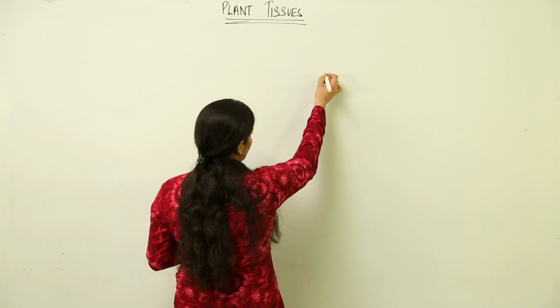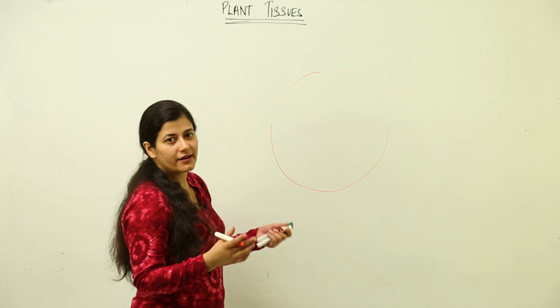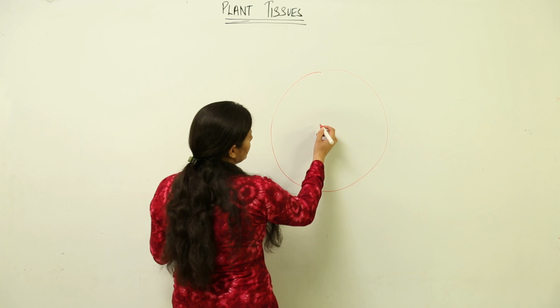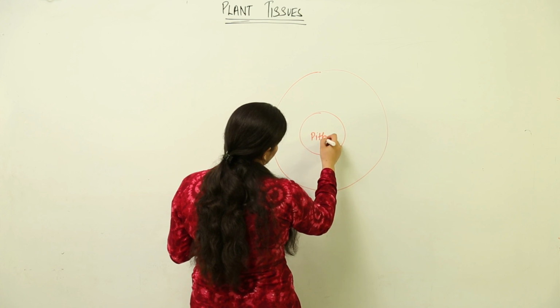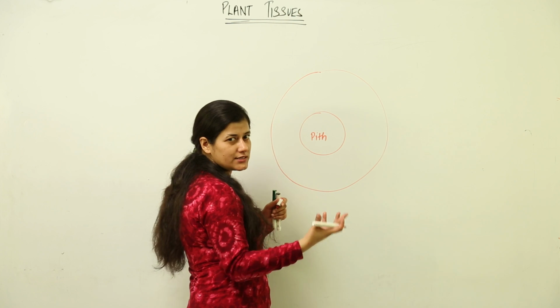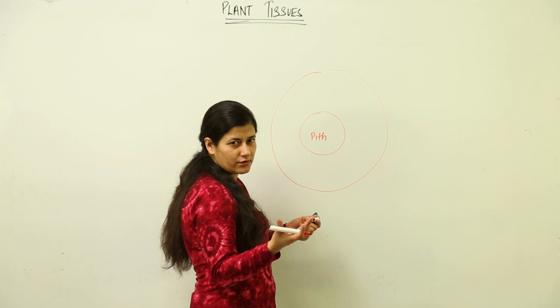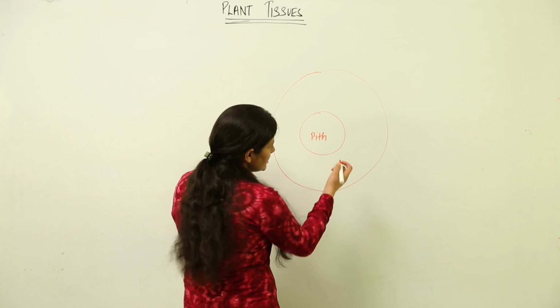Firstly, because we are talking about the stem, it would be somewhat like this. The outermost layer is the epidermis. And there is a central part that is known as pith. This central part gets lightly stained because it has very few cells. There is a lot of intercellular space. The cells are very less concentrated or dense over here.